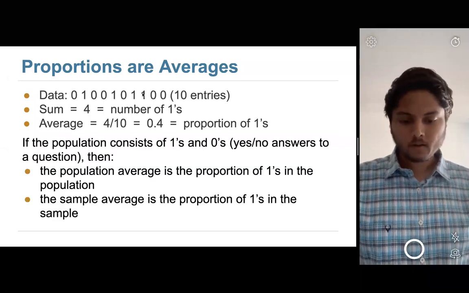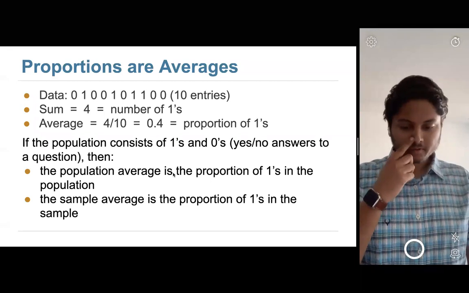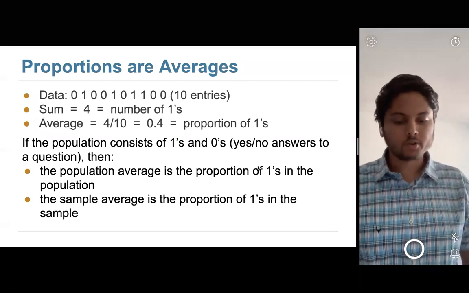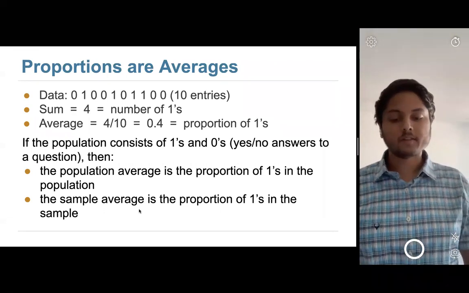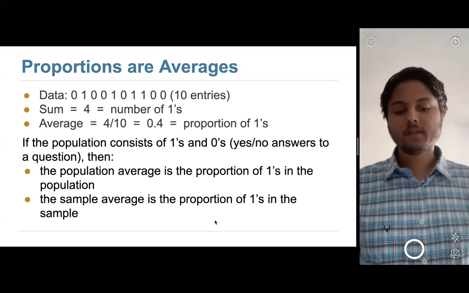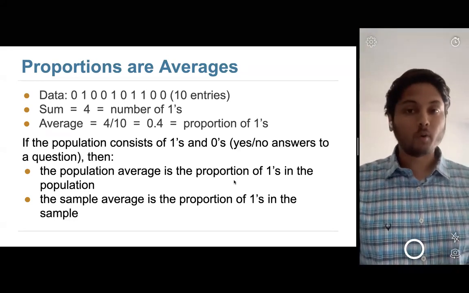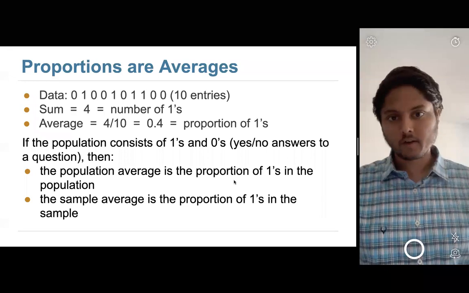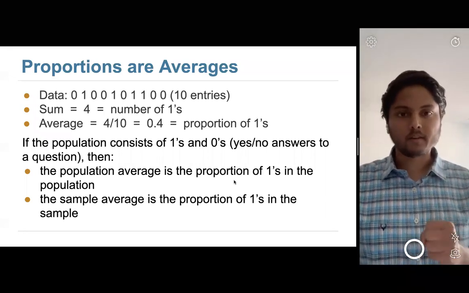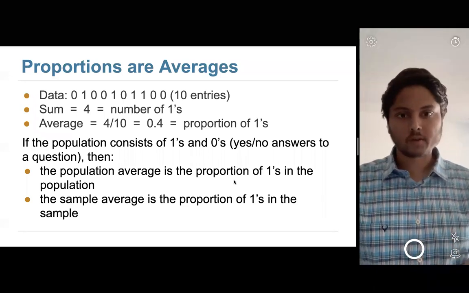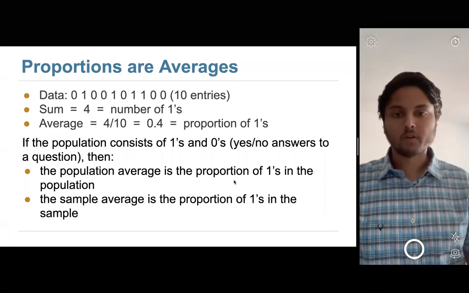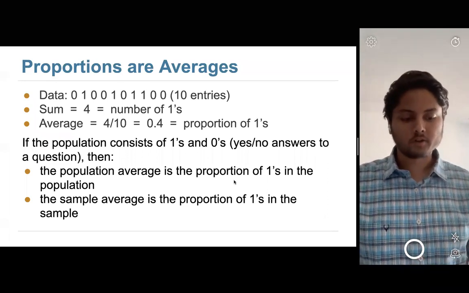Extending this a little bit further, what this means is that the population average is the proportion of ones in the population, and the sample average is the proportion of ones in the sample. So if you're trying to find what proportion of a county is going to vote for a particular candidate, what we can do is take a sample of people and then calculate the average value of their responses, which can either be 0 or 1. That average value is an estimate of what proportion of people in the population are going to actually vote for that candidate.